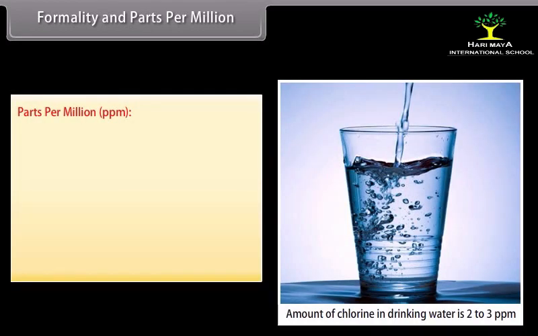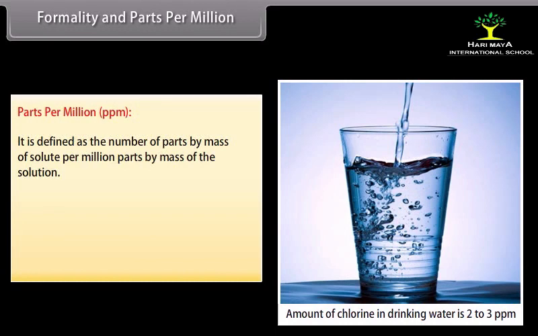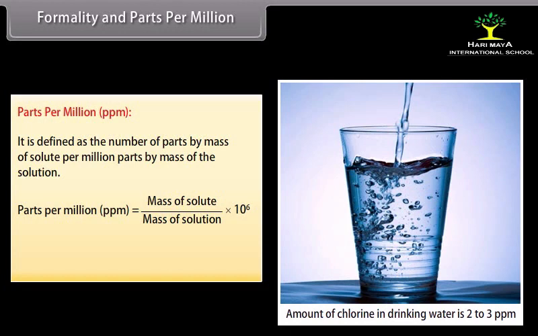Parts per million. It is defined as the number of parts by mass of solute per million parts by mass of the solution. It is abbreviated as ppm. Mathematically, ppm is equal to Wb divided by Wa plus Wb into 10 raised to the power 6.